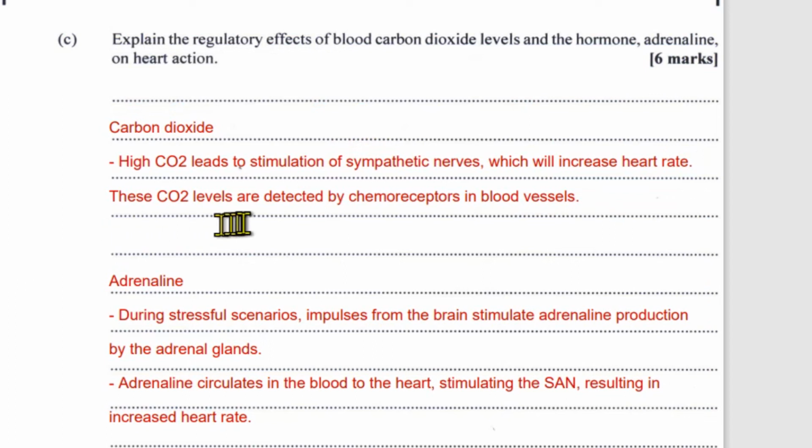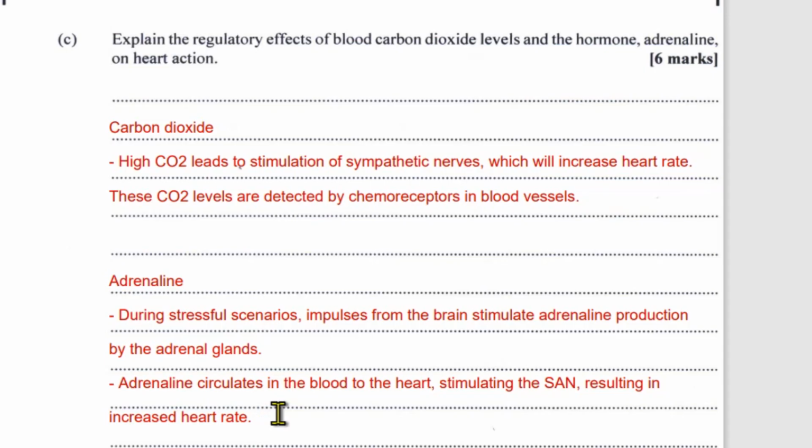These CO2 levels are detected by chemoreceptors in blood vessels. Adrenaline, on the other hand, you know it as if you get scared or if you're in a very nervous situation or stressful scenario. During these periods, impulses from the brain stimulate adrenaline production by the adrenal glands. Those are located right above the kidneys.